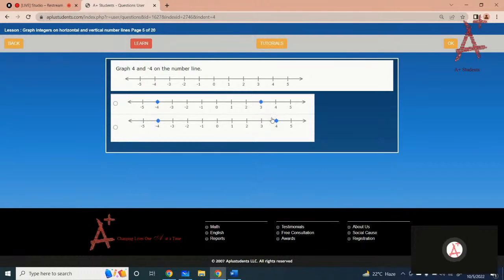Graph 4 and negative 4 on the number line. So the second option is the correct one. Here you have 4 and here you have negative 4 on the number line. Got it?